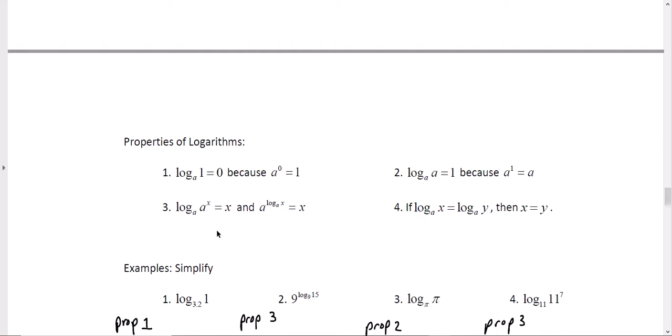Now, number 3 is partially due to the definition. What power do I put on a to get a to the x? Well, the power is x. So that's what it equals. Log base a of a to the x equals x.